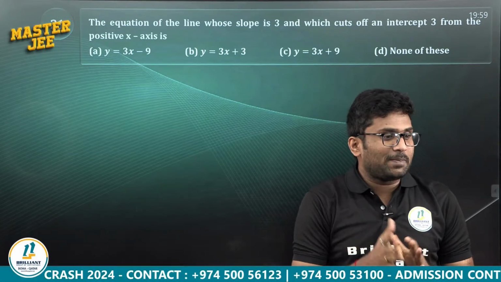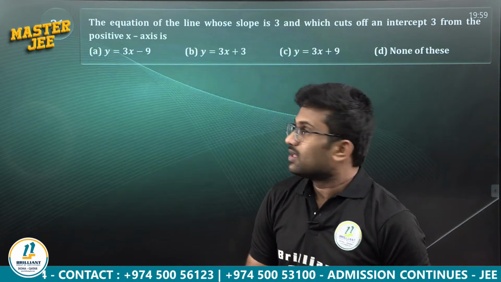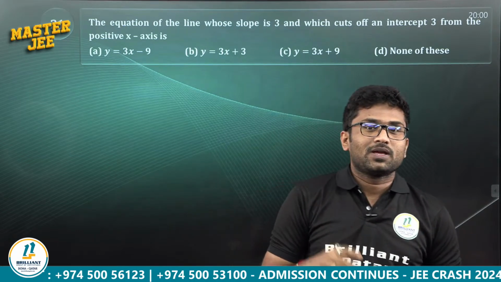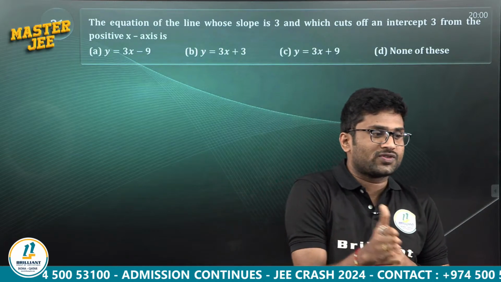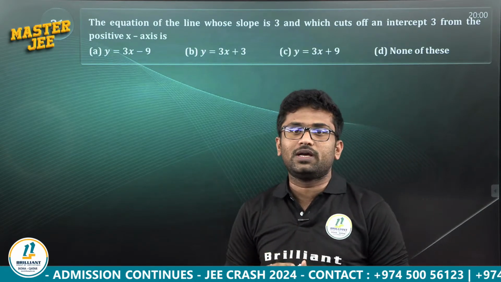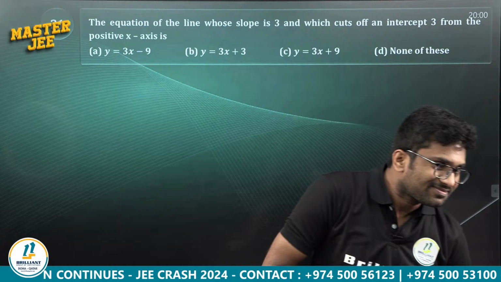In today's JEE crash course session, we have gone through straight lines, locus, two-dimensional geometry, transformation of axes, and a little part of pair of straight lines too. In pair of straight lines, we have gone with only family of lines.